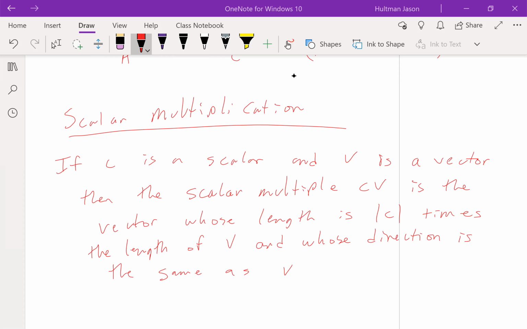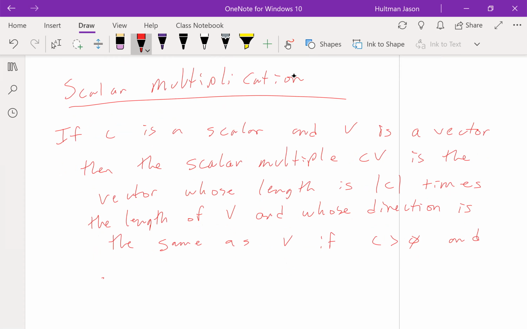If c is greater than 0, it's just going to be in the direction of v, and opposite to v if c is less than 0. So it's going to go in the opposite direction, just like what you did with polar coordinates. If you had a polar coordinate and you had r be negative, it went in the opposite direction, right? Remember that? Your polar coordinates.